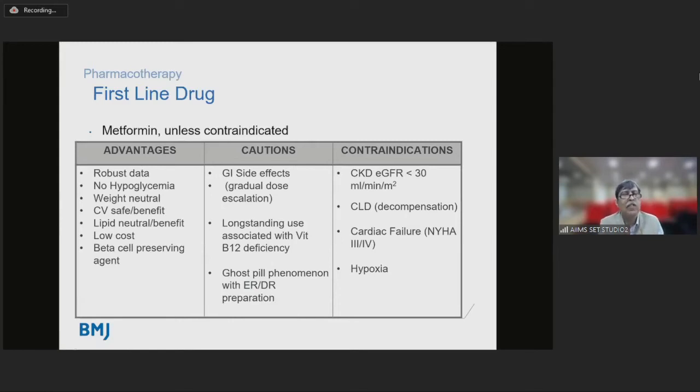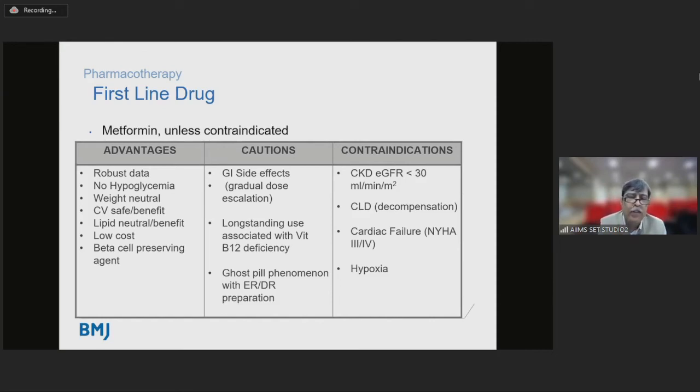So for me, first line agent, metformin: longest, 50, 60 years of it, robust data, no hypos, weight neutral, CV safe, low cost. The GI side effects can be difficult. Just this morning, I had a patient who didn't tolerate a gram, didn't tolerate half a gram, and I said, well, we can't use it. More than 3 years of use is sometimes associated with vitamin B12 deficiency. One has to watch out.